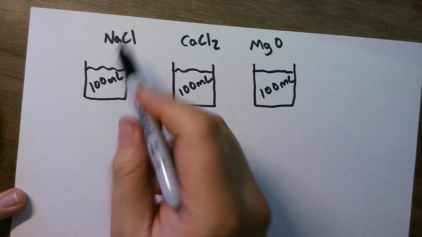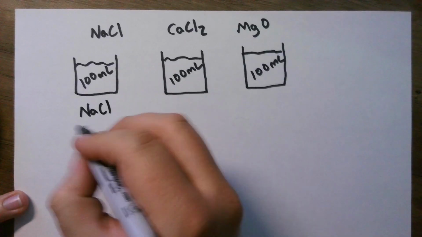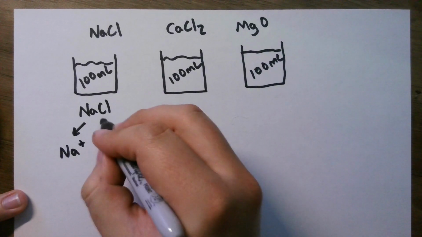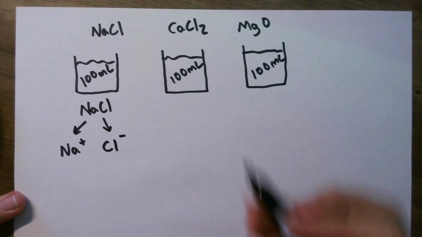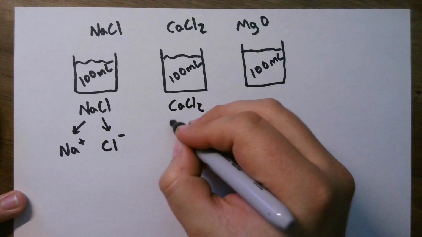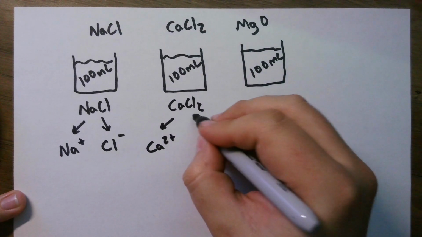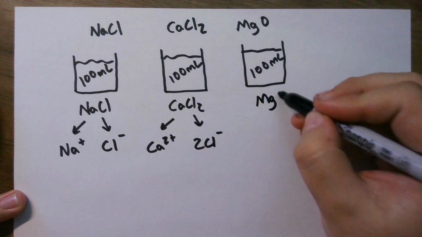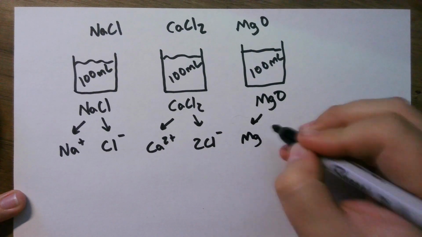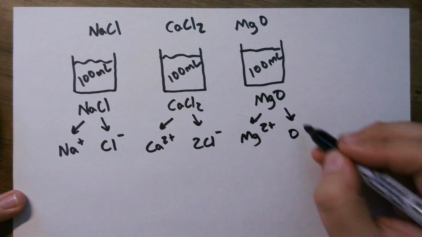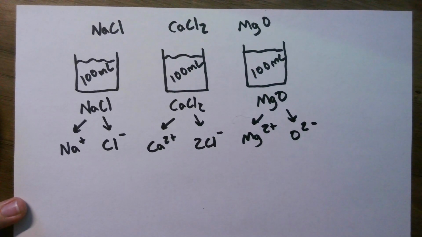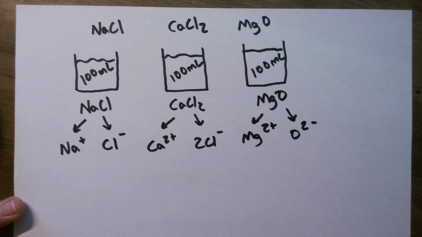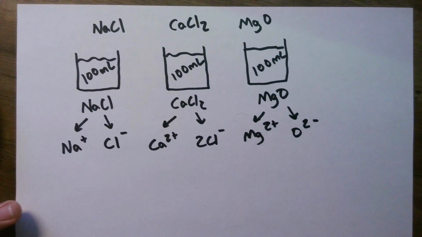All right, so let's think about what they're going to break into. That's really what we're looking at. NaCl splits into an Na plus and a Cl minus. CaCl2, like we said, splits into a Ca2 plus and 2 Cl minuses. MgO splits into Mg 2 plus and O 2 minus. You're taking the same amount of all of these and splitting them into their ions. We're thinking, okay, which of these is going to conduct electricity the best? And this is very similar to how strong these things are as a lattice.